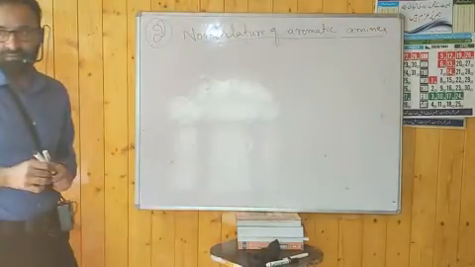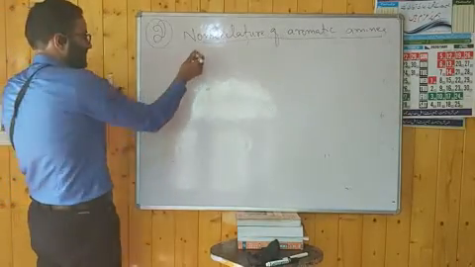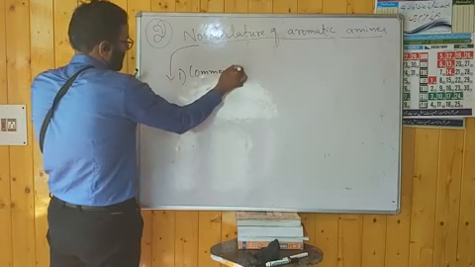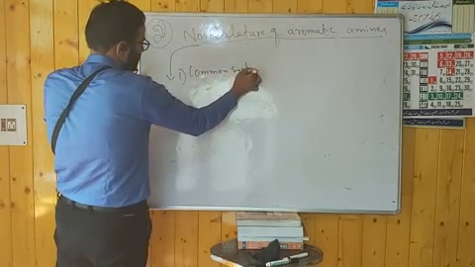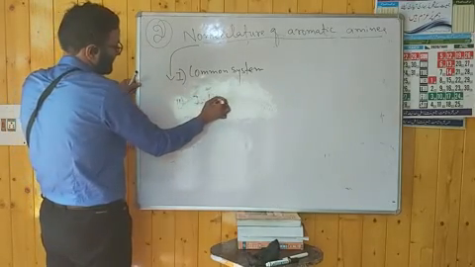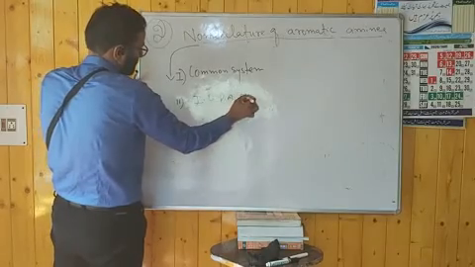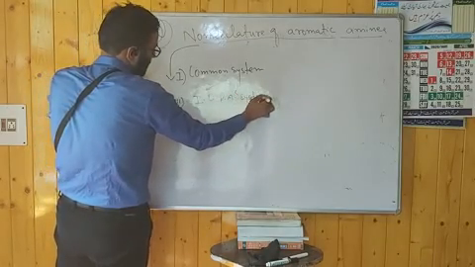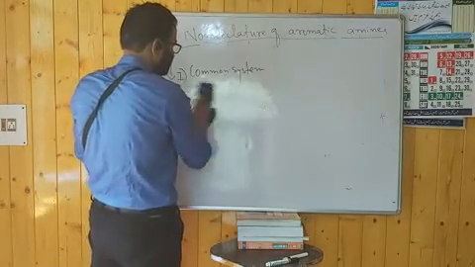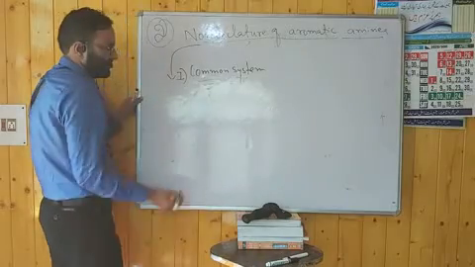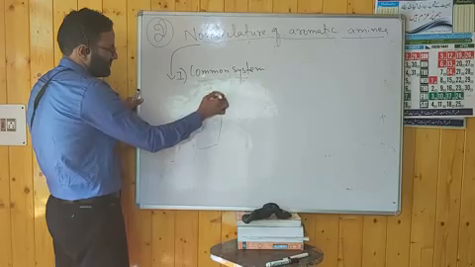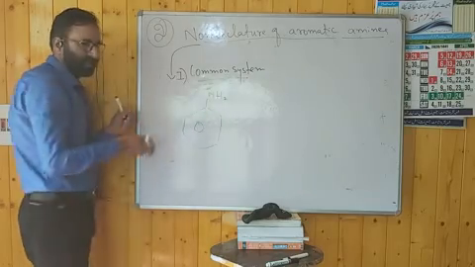Nomenclature of aromatic amines. Here we also have two methods. The first one is the common system, and the second is the IUPAC system. As usual, we will discuss the common system first. In the common system, how can we name the aromatic amines? Nuclear substituted, when the amino group is directly attached to benzene.